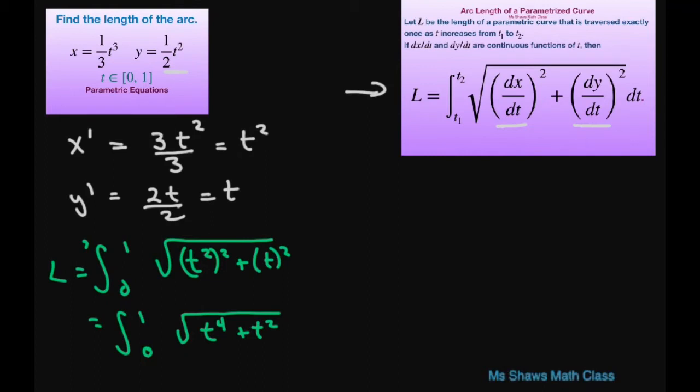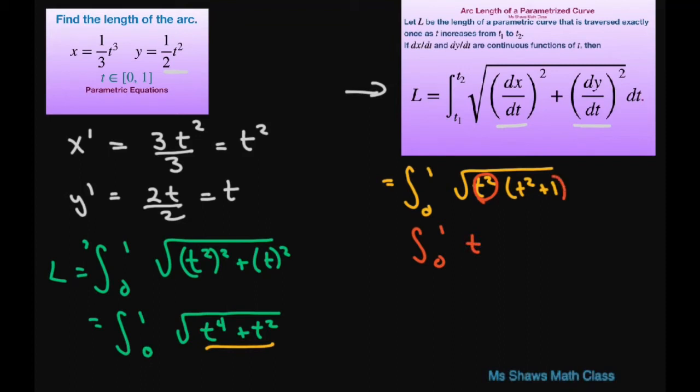Now what we want to do is go ahead and factor out a t squared. So we get 0 to 1, and we're going to factor out a t squared. So you have t squared times t squared plus 1, and the square root of t squared is t. So now we have the integral from 0 to 1 of t times the square root of t squared plus 1. So to save some space here, I'm going to go ahead and integrate this.